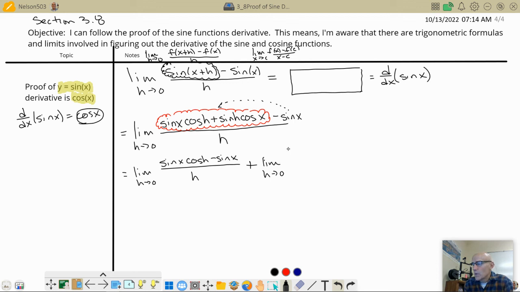So here's what I'm going to do. I'm going to go the sine of h cosine of x divided by h over here. So I'm going to evaluate these two separately. Well, let's just deal with the more simple one right over here first.